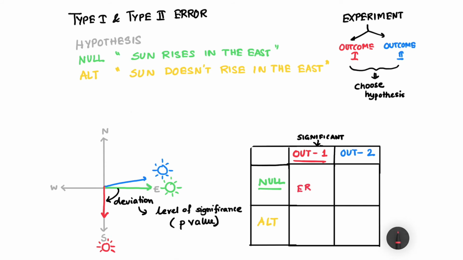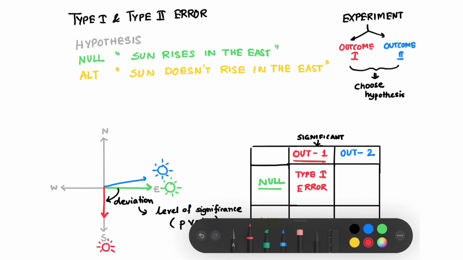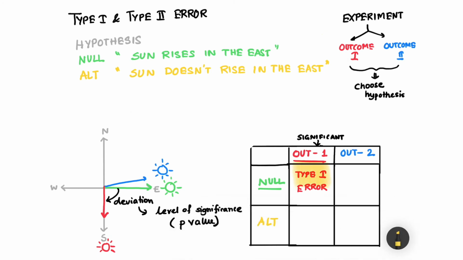So over here we have an error, and this error is known as type 1 error, the error we were talking about in today's discussion, the type 1 error, right?